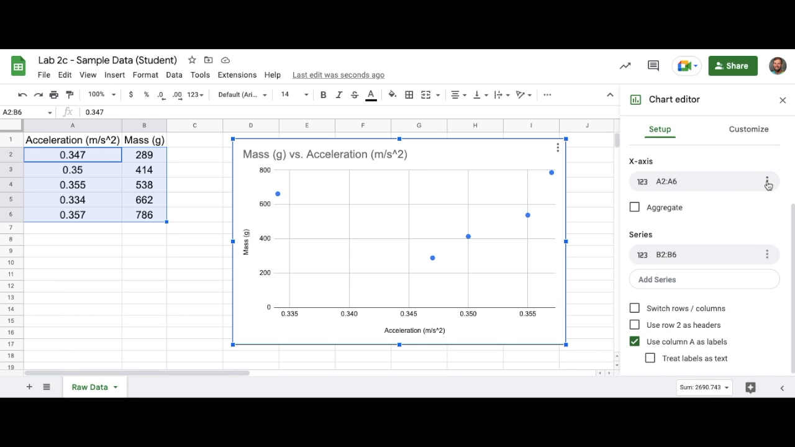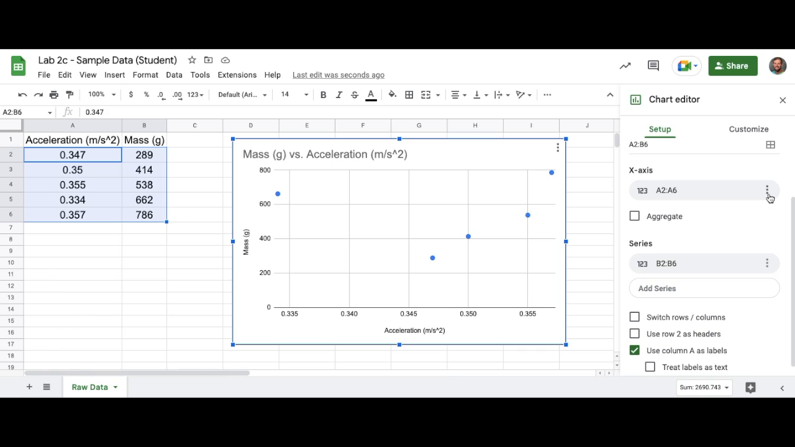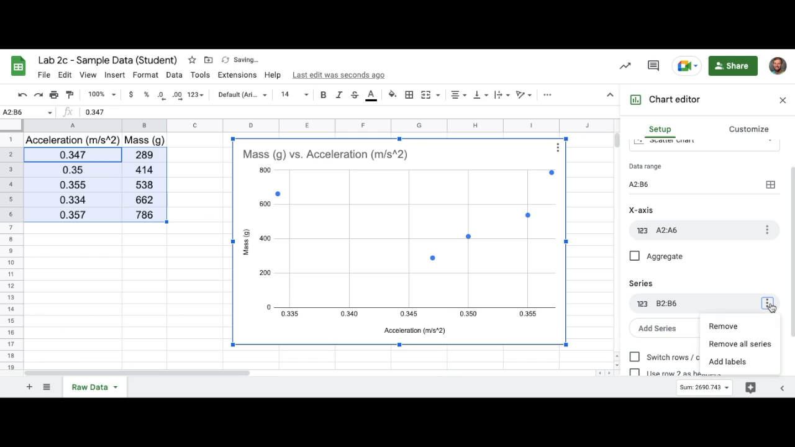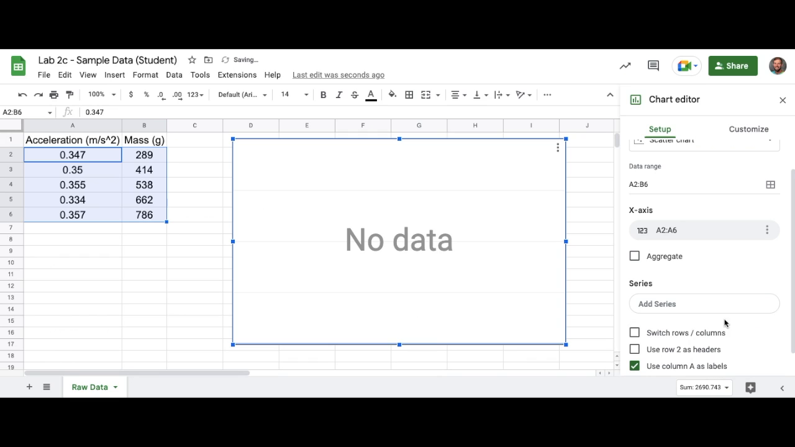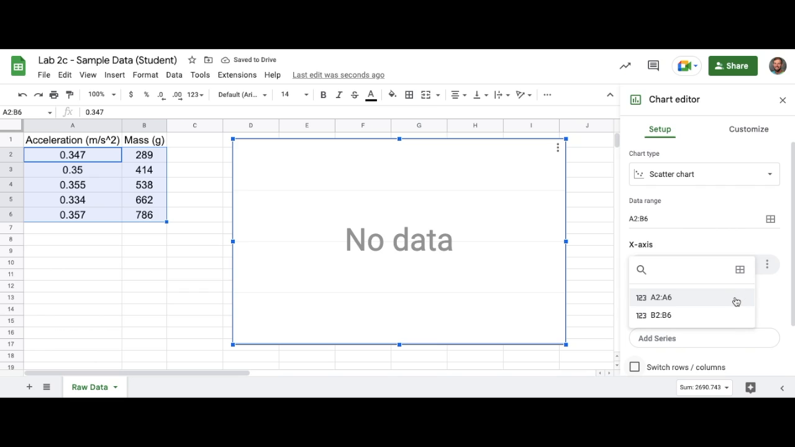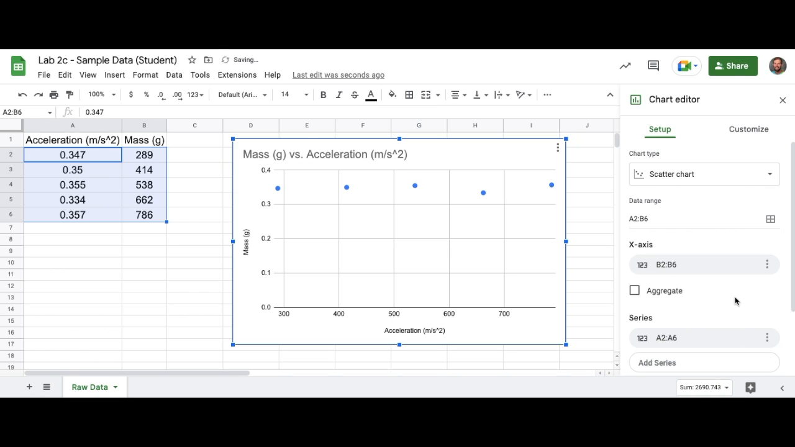So I'm going to go ahead and adjust that over here on my chart editor, where it says x-axis. I'll remove those points. And I want the acceleration there. So I'm going to grab my values from column A. On the right, over here for series, I'll hit Remove. Oh no, I'm sorry, I wanted acceleration versus mass. On the x-axis, I want mass, which is column B. My apologies. On the y-axis, I want acceleration, which is column A.